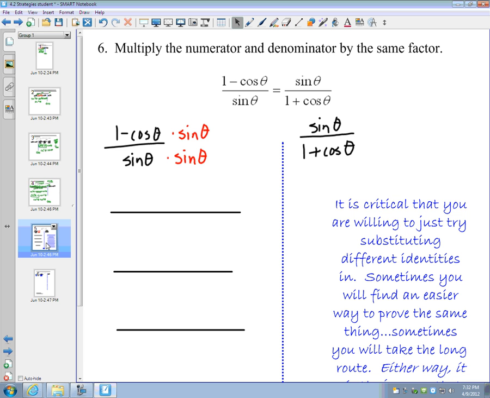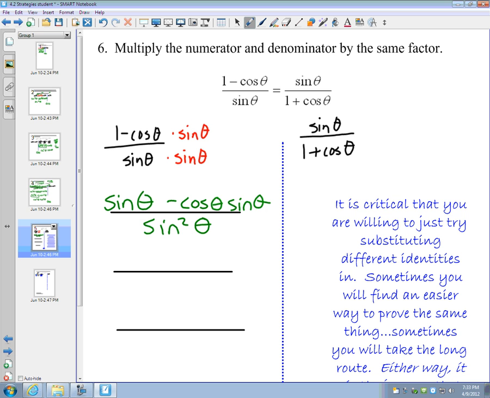Okay, now I'm ready for the fun ones. This one I'm going to multiply the numerator and the denominator by the same factor. Okay, so this is something that might get you where you need to go. So I'm going to start with the left-hand side, and I multiplied by sine over sine. What that gives me is sine theta minus cos times sine, all over sine squared theta. And you're saying, well, why did I do that?